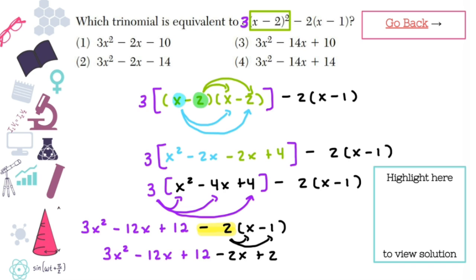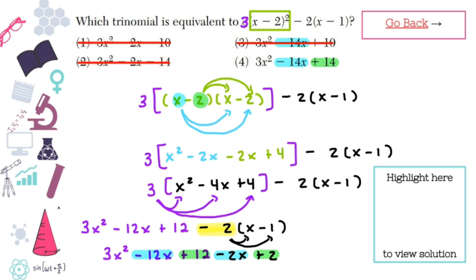And now we're just going to look for any like terms that we have and go ahead and combine those, and then we will have our simplified expression. So I notice I have a negative 12x and a negative 2x, and together that'll give us a negative 14x. Those are found in answer choices 3 and 4, so I'm going to go ahead and eliminate answer choices 1 and 2. Next, I'm going to take a look for any other like terms. And I notice that we've got a positive 12 and a positive 2, so those will combine to give a positive 14. And at this point, we can eliminate choice 3 as well.